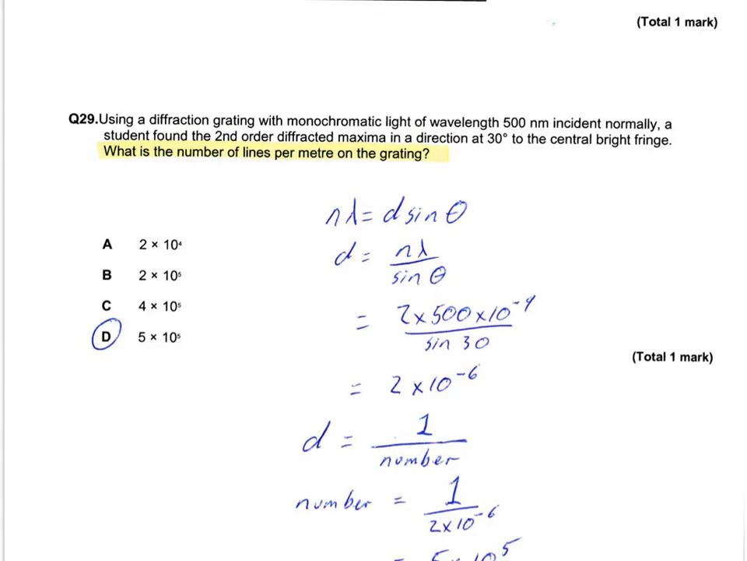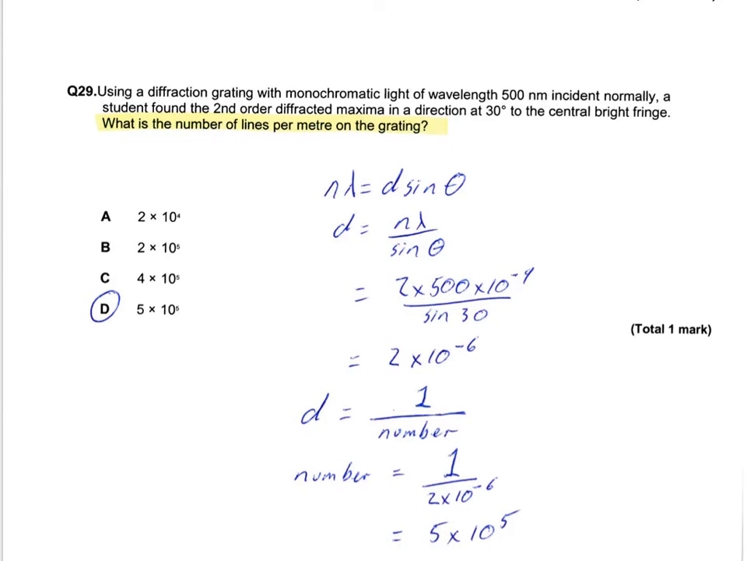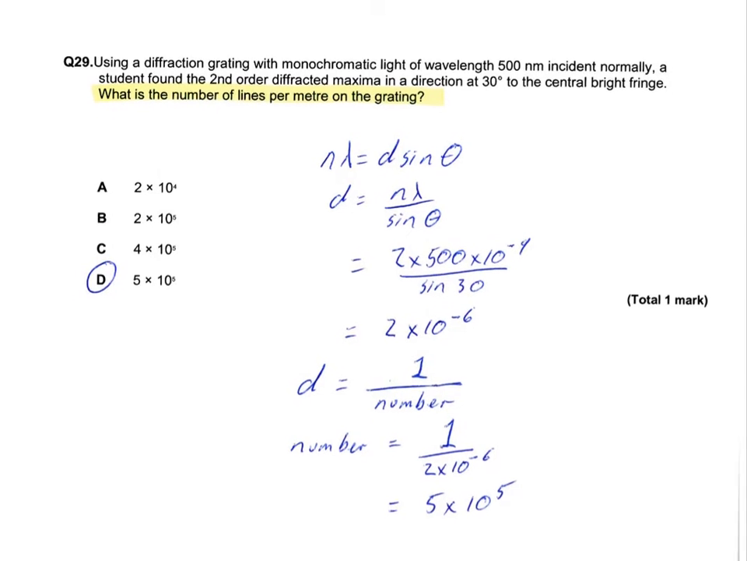Using a diffraction grating with monochromatic light of 500 nanometers incident normally, a student found the second order maximum at a direction of 30 degrees to the bright central fringe. What is the number of lines per millimeter?